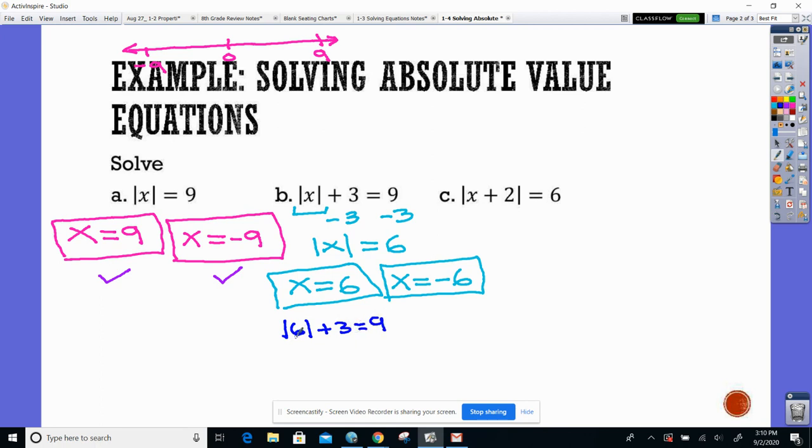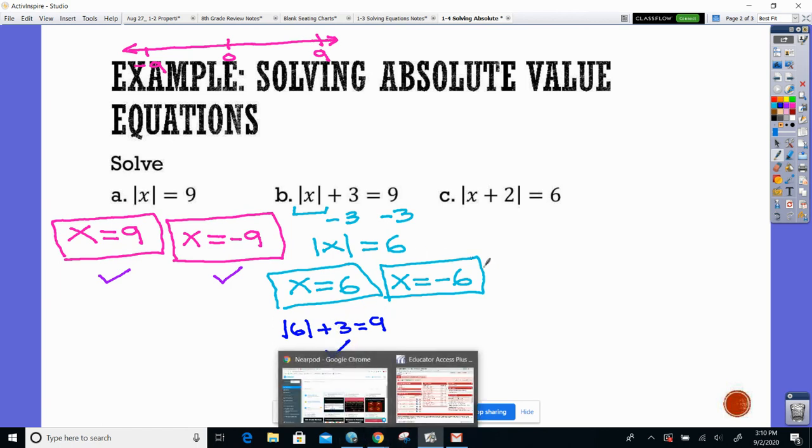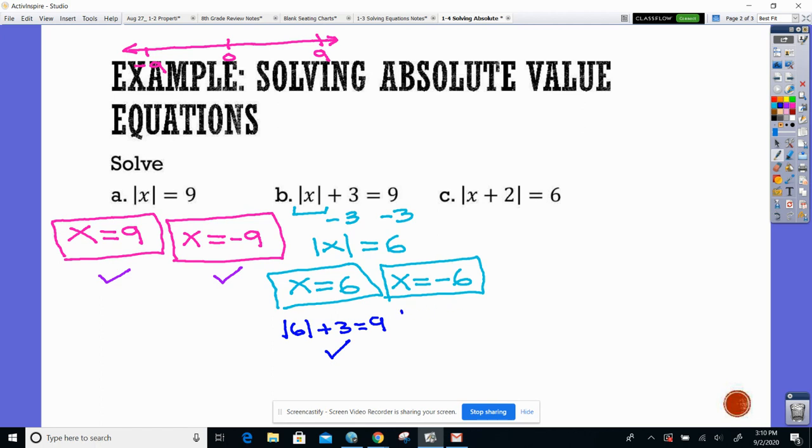Well, the absolute value of 6 is 6. 6 plus 3, that does equal 9, so this one checks out. And then we're going to do the same thing over here. We have the absolute value of negative 6 plus 3 equal to 9.